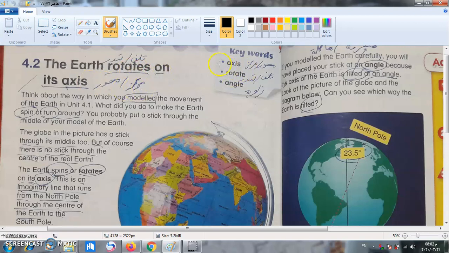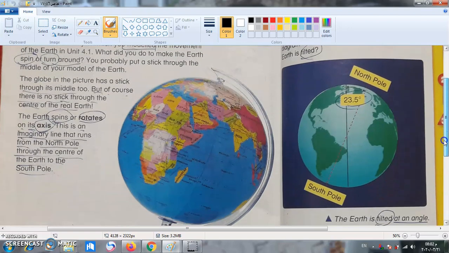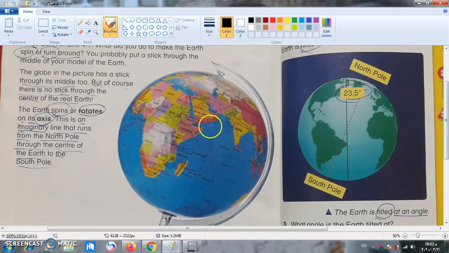Our keywords, the first one, axis, repeat after me, axis, محور الأرض. Rotate, equal the word turn, turn around. تلف أو تدور. Number 3, angle, زاوية. If you look here at the photo of the earth, it's a kind of model. It's a model of the earth, and here we have a stick, and this model can rotate on its axis. The earth rotates on its axis, okay?